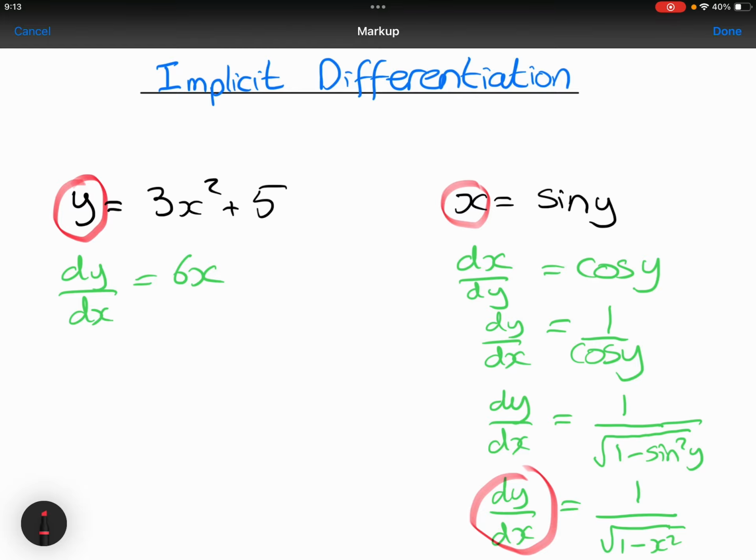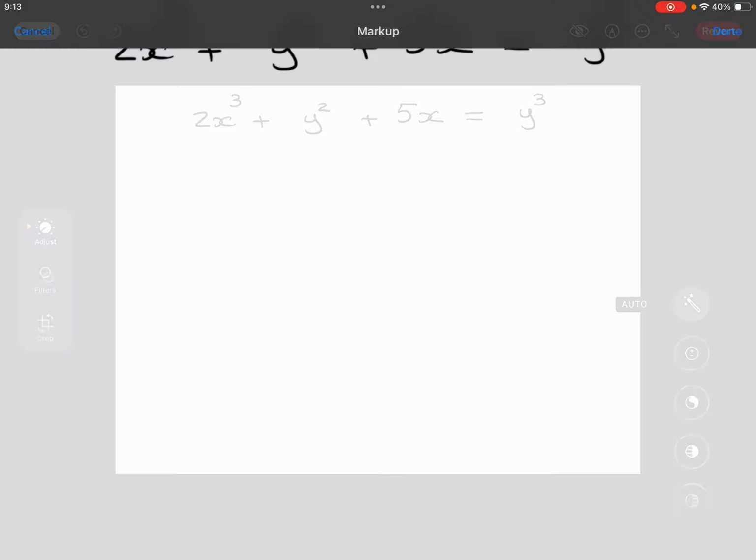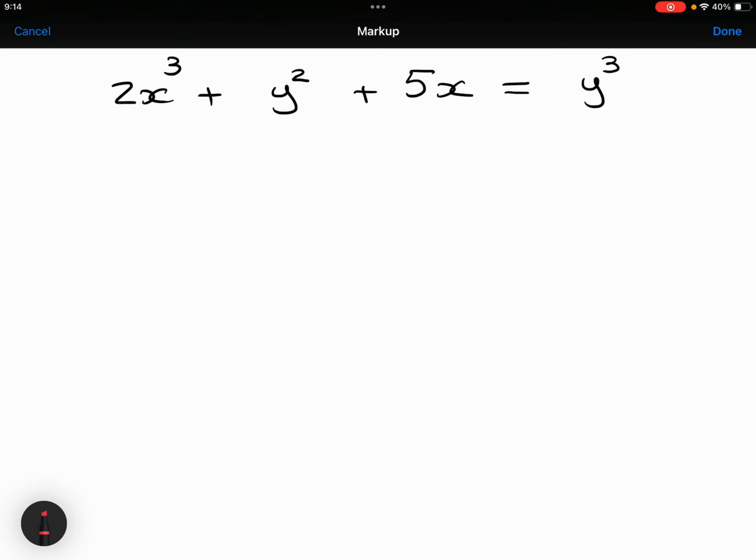Implicit differentiation is a technique that we can use where we need to differentiate where it's very difficult to have x or y as the subject at the beginning. So something like this: I've got 2x cubed plus y squared plus 5x is equal to y cubed. Very difficult to make y the subject here. Very difficult to make x the subject here. So our previous techniques won't work here. We need a new technique, and that's implicit differentiation.